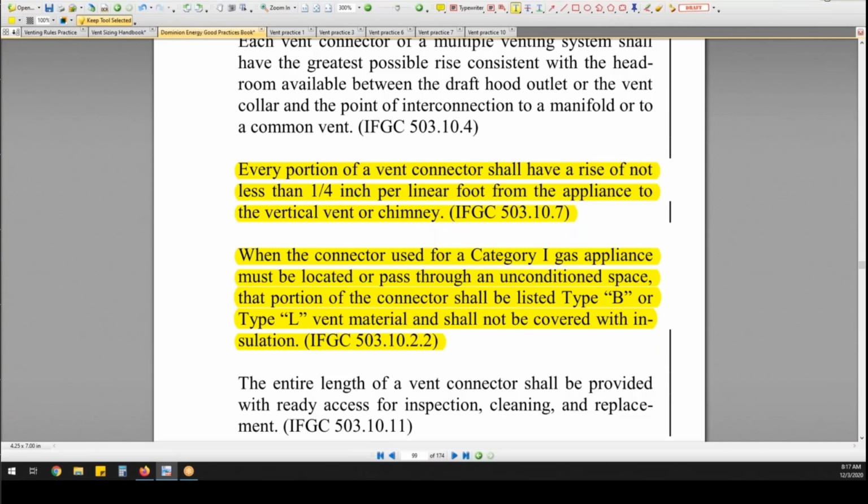So Jordan, number 12, what'd you come up with on that one? When may a vent connector be connected to a fireplace flue if the fireplace flue opening is permanently sealed? Okay, and where did you find that at? On the IFGC on page 95. Okay, in the IFGC, it's section 503.10.12. Okay, make a note of that. IFGC 503.10.12.